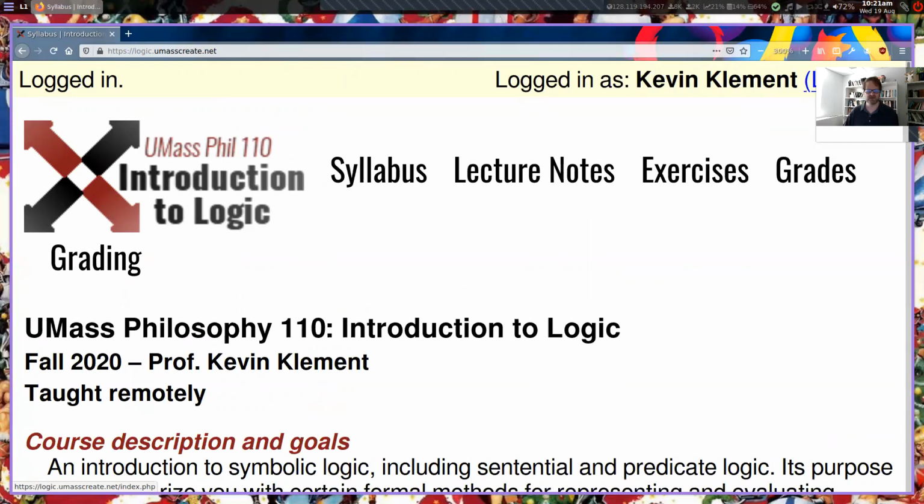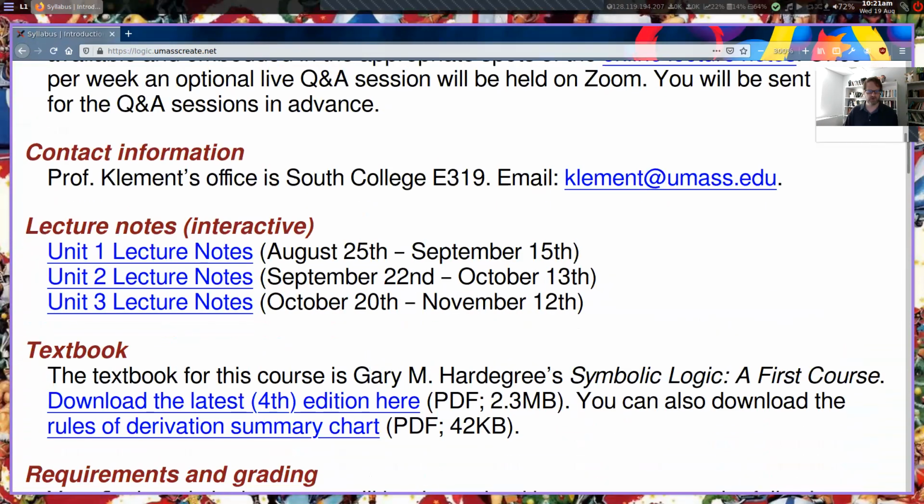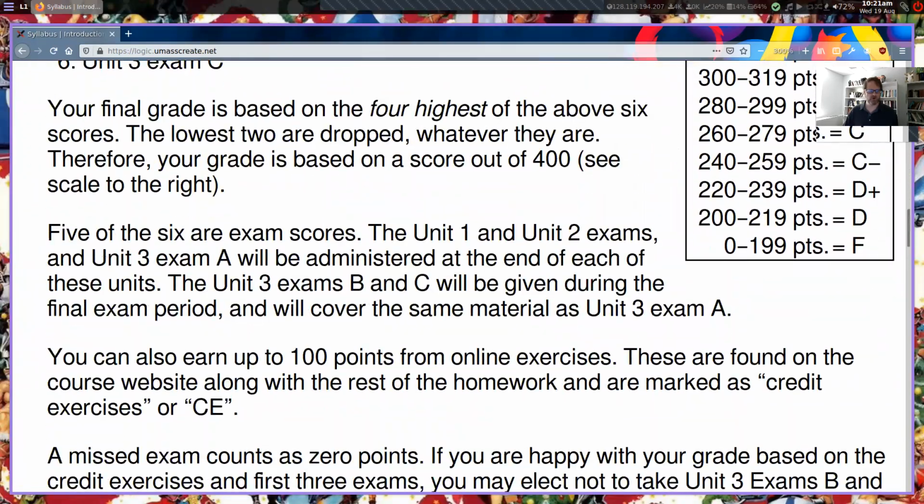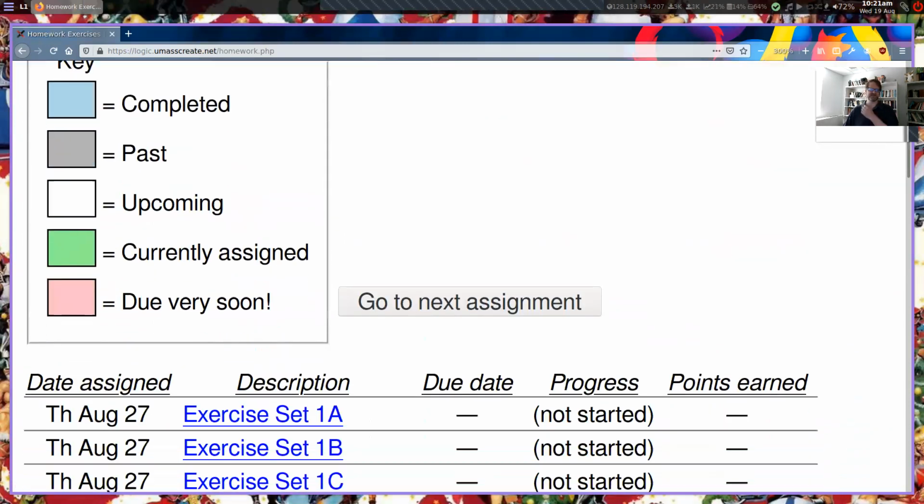You shouldn't have to do that, it should do it automatically for you. But if it doesn't, click log into Philosophy 110 website. Now you'll see it's logged in as my name. There are a few different things when you're logged in. You can download the 4th edition of the textbook as one document. And more importantly, if you click exercises at the top of the website, it'll take you to the exercises page.